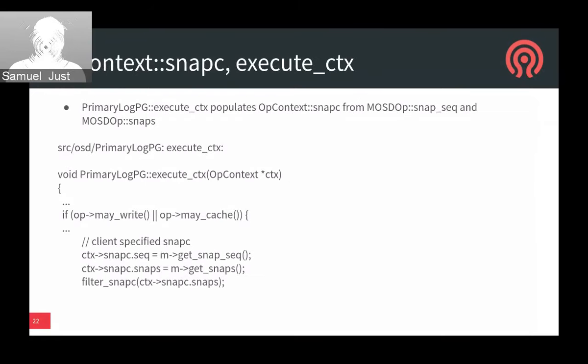execute_ctx gets called early in do_op, and it is the primary entry point for the primary processing of a read or a write. Quite early in this function, if you have a look, you'll note we look at the get_snap_seq and get_snaps fields of the MOSDOp.